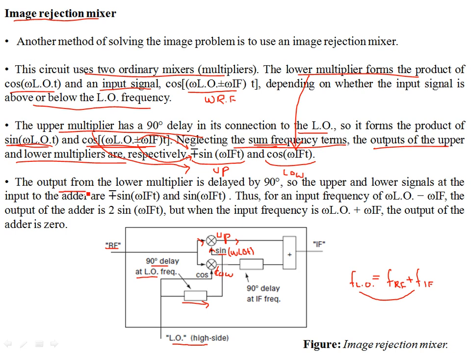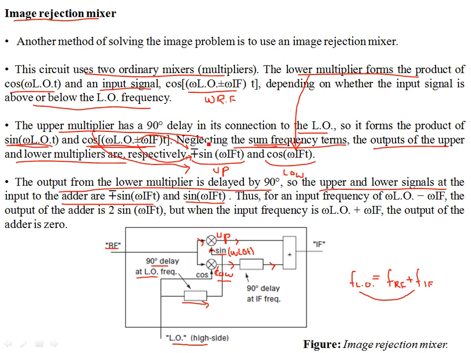Now the output from the lower multiplier is delayed by 90 degrees. So over here, the output of the lower multiplier is delayed by 90 degrees, and so now you have both sine terms. For example, over here there was a cosine, now you will have a sine over here. So the upper and lower signals at the input of the adder are again minus plus sine omega IF t and sine omega IF t. So both have the same frequencies.